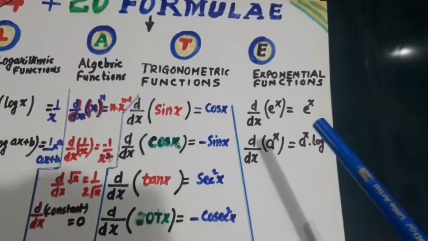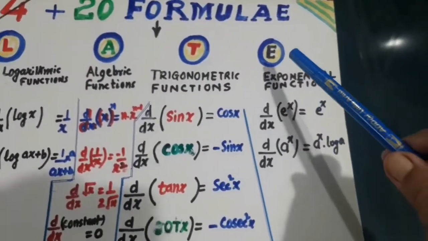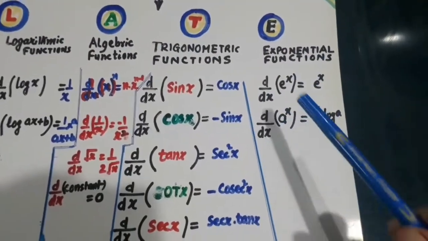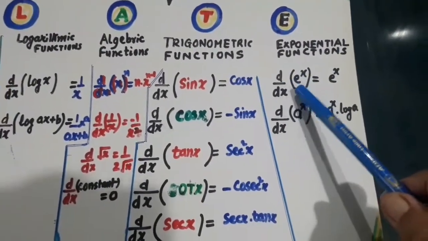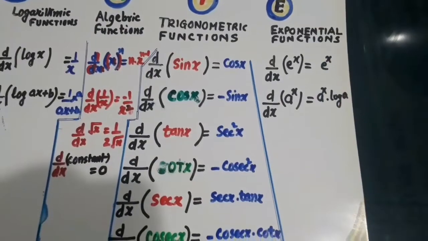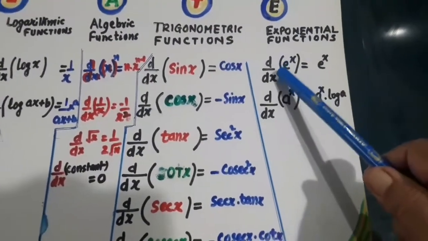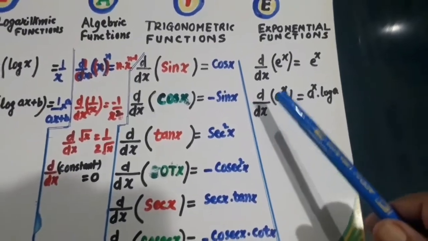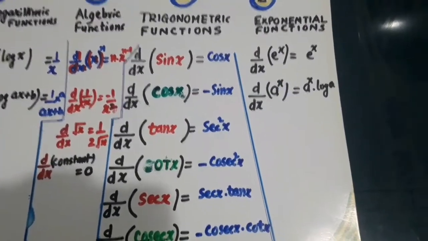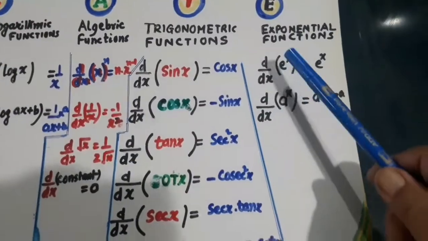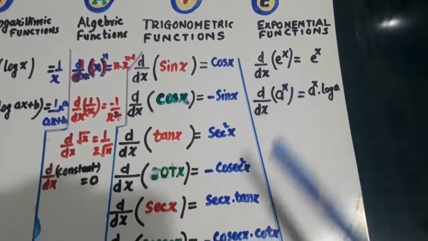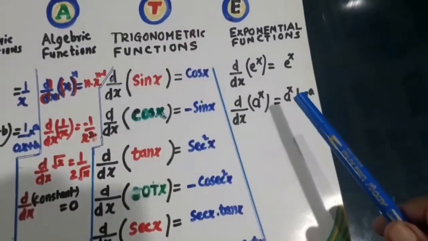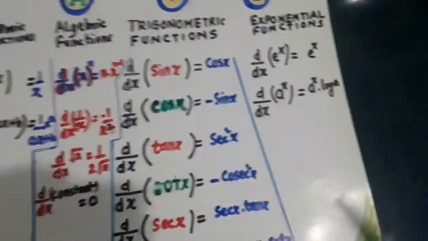Let us go to the last one, E, exponential functions. So derivative of e raised to x is e raised to x. Mother भी यही है, daughter भी यही है. Now let us go further. ddx of a raised to x. So exponential functions are when the powers are in variables. So a raised to x का derivative a raised to x into log a.